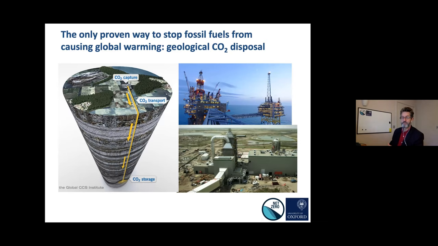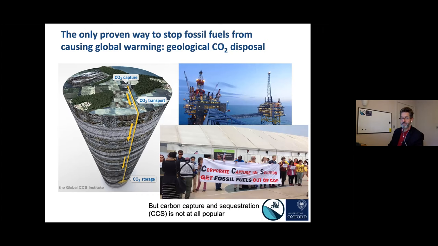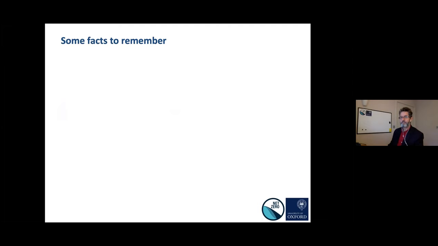There's plenty of fossil CO2 in the Earth's crust already. And they're already building coal-fired power stations which can capture the carbon dioxide and dispose of it back underground. But interestingly, this is not a popular technology at all among the, as it were, climate establishment. People would much rather talk about other things. And so I'd like to sum up with some facts to remember in the conversation about climate change solutions going forward. Climate change is fixable.